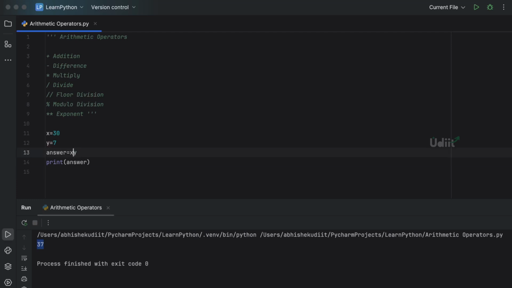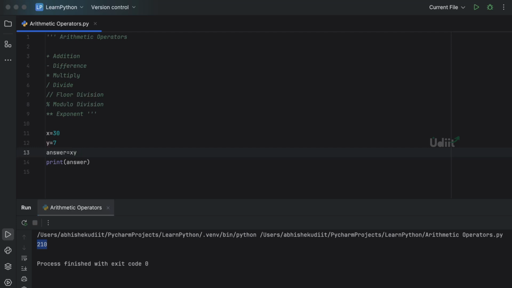So if I want to do the difference, I'll give the minus symbol. So x minus y. I'll run. So the output is 23. Next, let me do the multiplication. For multiplication, we'll be using the asterisk symbol. That's the star. I'll run. 30 multiplied by 7 is 210. So the output is 210.